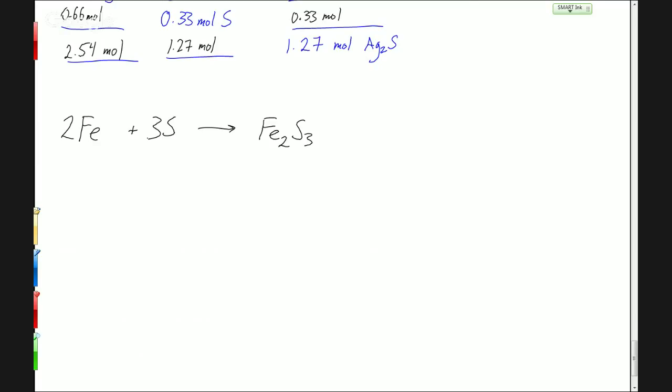So now if we make the same kind of table, let's see how much iron, how much sulfur, and how much iron sulfide we make. If I said something like, we're going to start with 1.5 moles of sulfur, how much iron do we need? Yes, in this case, it's 1 mole. So good. And then we make half a mole of this.